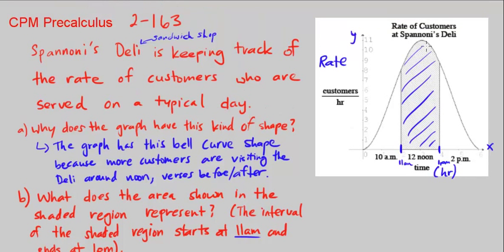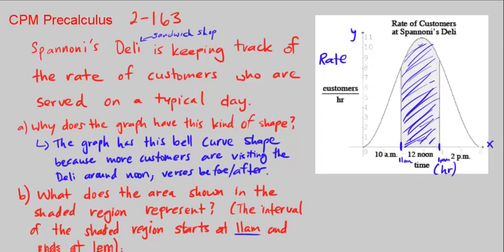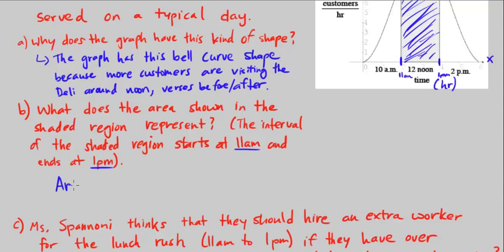So what does this represent? Well, we know that the area beneath a curve is going to be the y-axis unit multiplied by the x-axis unit. So the units of the area are going to be customers per hour times the x-axis, which is just hours, hours over 1. And these cancel out, and we're left with customers, right?